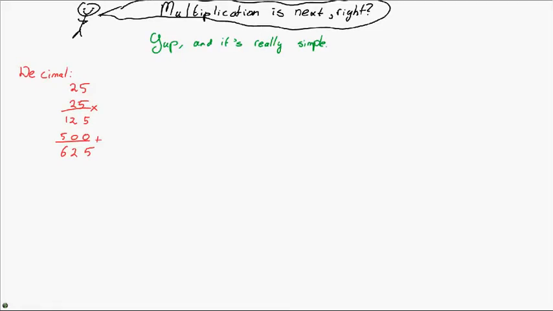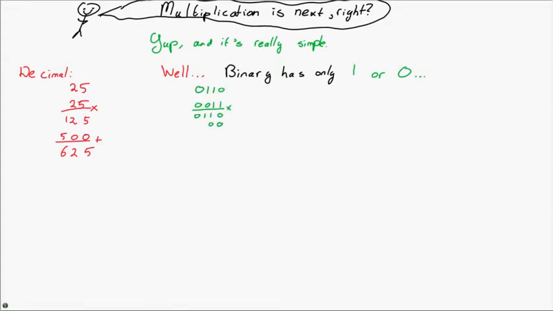Well, binary has only ones and zeros, so it's even easier. Let's say you have 0, 1, 1, 0, and we're going to multiply that by 0, 0, 1, 1. Well, what you do is you multiply the 1 times 0, 1, 1. Oh, you write it down. Again, only now there should be an extra 0 at the end because we've shifted one place to the left. Add them together and we have our answer.